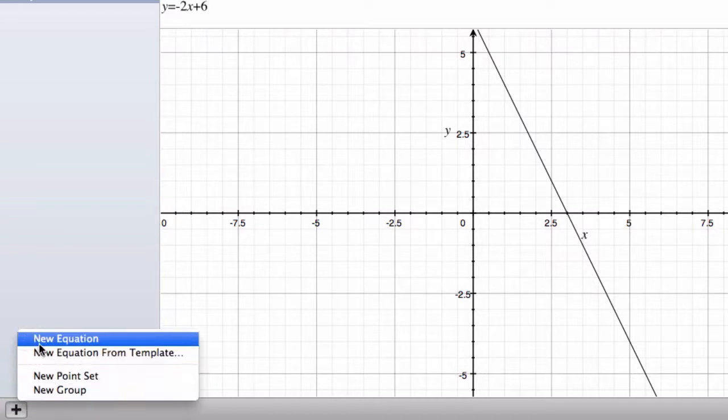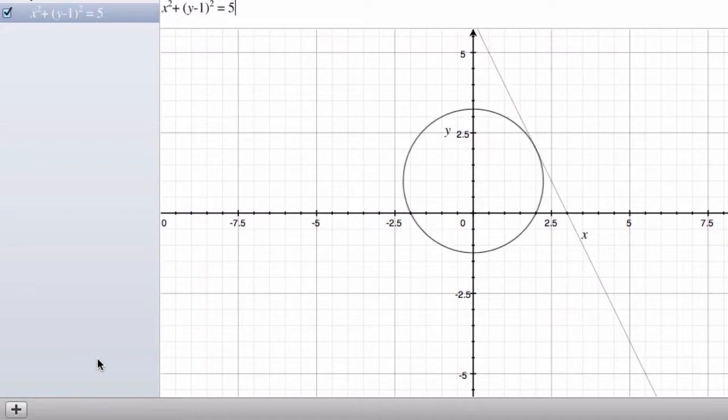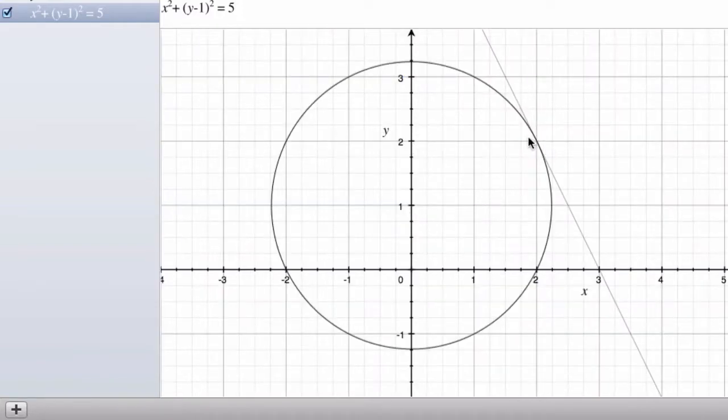And then we have our circle. The circle equation is x squared, and this is just Grapher, a program I have on my Mac here, plus (y minus 1) squared equals 5. So you can see here that our circle and our line meet at one point. In this example, we know right away that we're going to meet at one point, and you can see it's about at 2, 2 right here. So let's see how this works out.